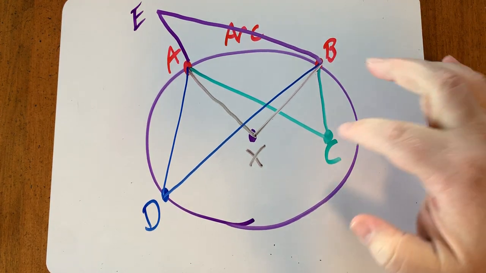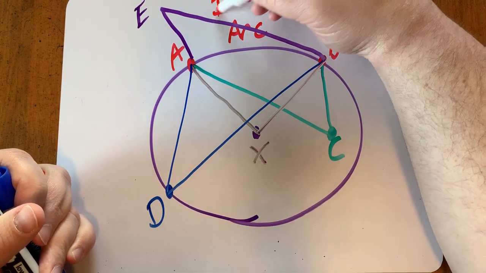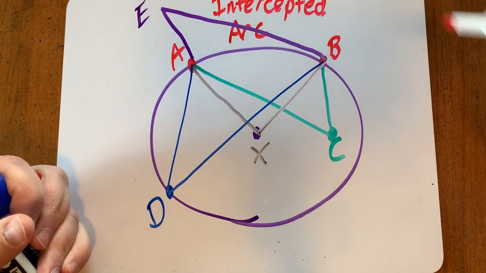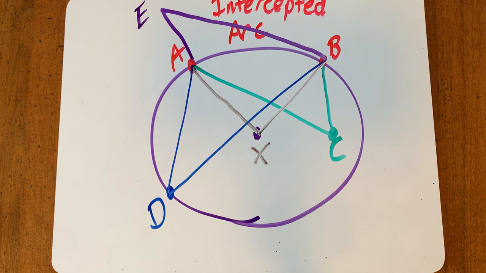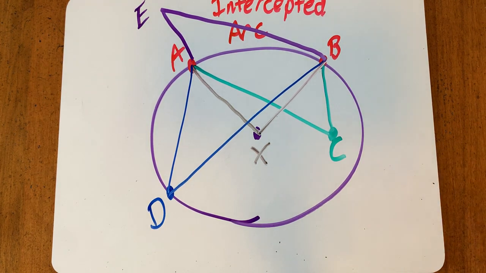So, for all 4 of these angles, angle E, angle D, angle X, and angle C, for all 4 of those angles, they intercept the same arc. So arc AB is what is called the intercepted arc. Whatever arc an angle forms and is interior to the angle, that is the intercepted arc.